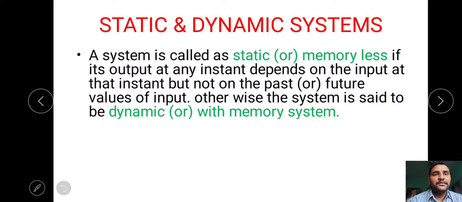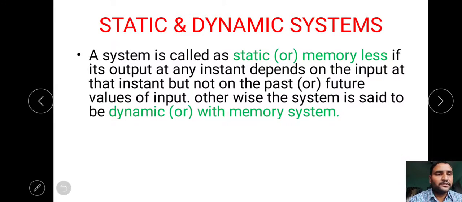Static and dynamic. A system which doesn't have memory is called static. That means a system whose output depends on present inputs. Present inputs means at this instant of time, it depends only on the input. That is called a static system. A system is called static or memoryless if its output at any instant depends on the input at that instant, that is present inputs, not on past or future. That is called a static system.